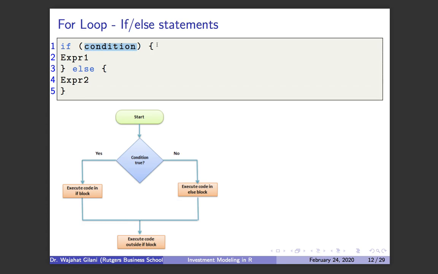Whatever. And then notice the squiggly braces right here. If this condition is true, then the code within this brace and that brace will happen. If the condition, whatever is within the parentheses, is false, then this part is skipped, and whatever code was within the else braces, open brace and close brace, will happen. That means expression 2. All right, so that's basically the concept of if-else statements.